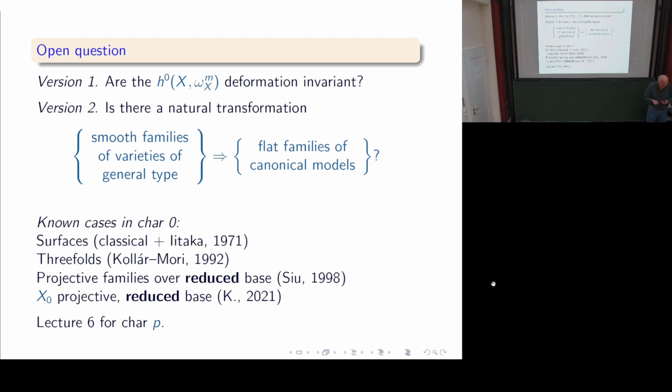Now, most people would say that the deformation invariance of plurigenera was done by Siu, but there were two big assumptions in Siu's work. One is that the base is reduced, so his method really says absolutely nothing about infinitesimal deformation. And he also assumed that the total space of the deformation is projective.